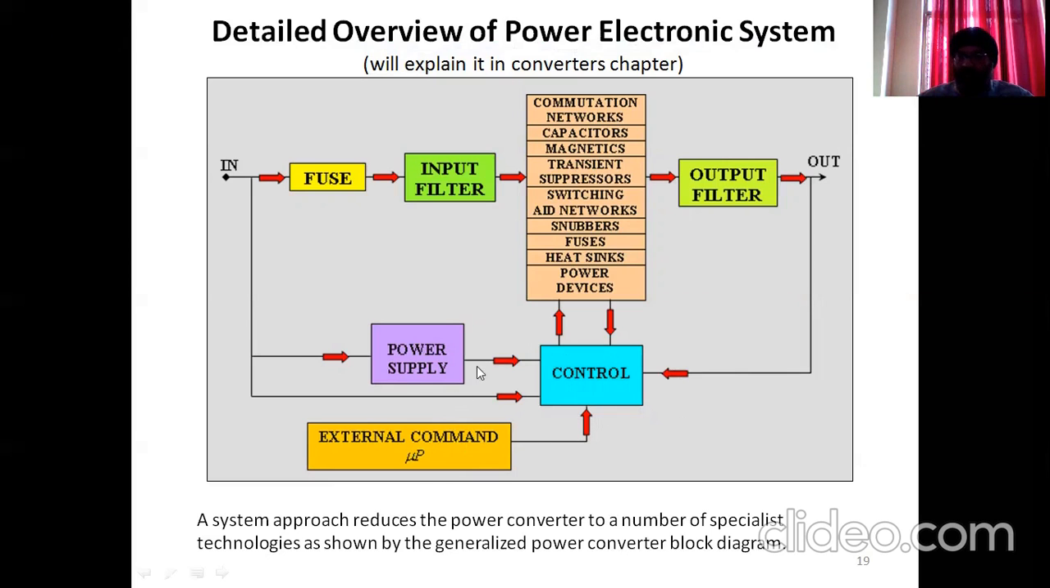And this power supply is required to supply power to all the blocks. This is an input filter so that no input noise should be received at the power converter. This is a fuse which protects this complete circuit from high currents and so on. And this is an output filter so that no noise should be received at the output. It filters out the unwanted ripples or noise. So this is a basic detailed overview of a power electronic system.